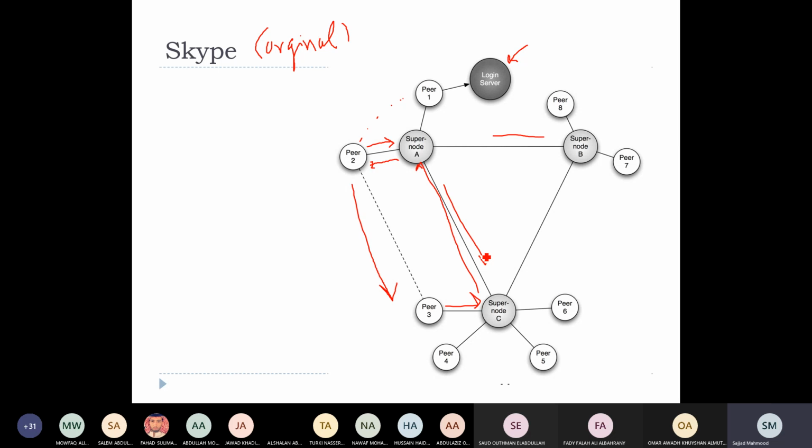Have you heard about Hadoop? No, sorry. Yeah, no problem, inshallah. Well, I'll give you some example later, inshallah. But yeah, you're right.